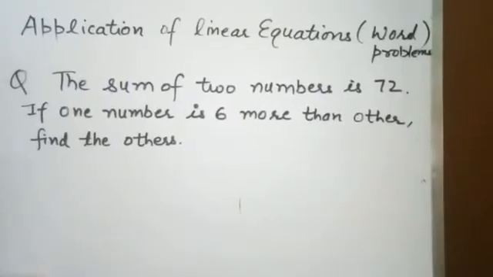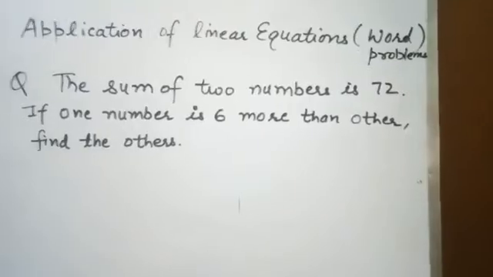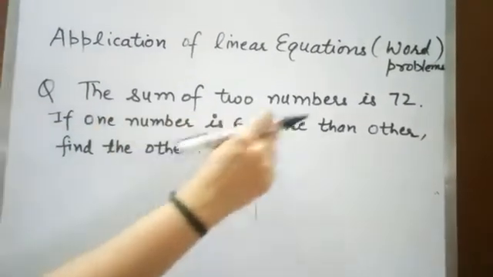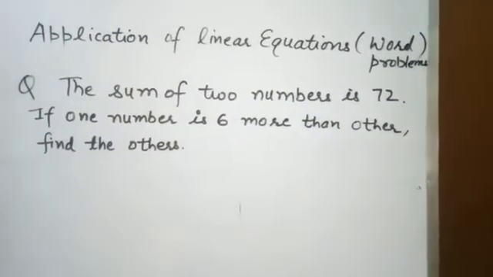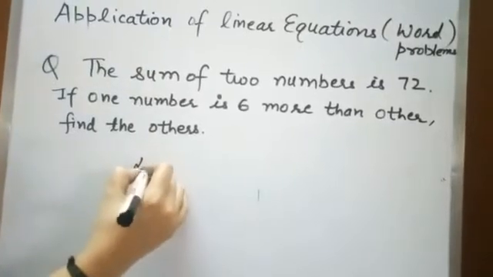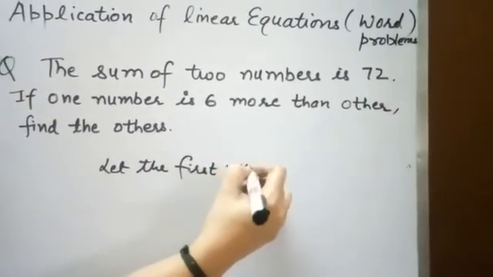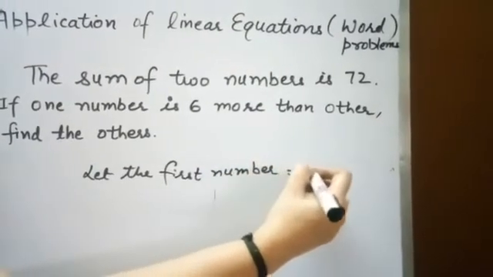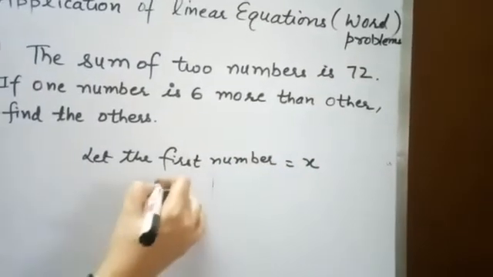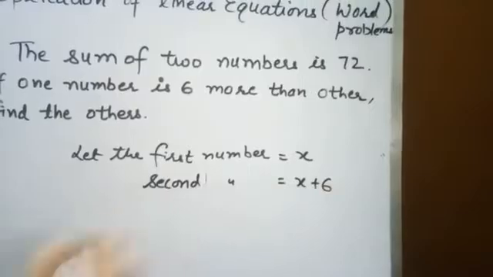Now the next question is, the sum of two numbers is 72. The numbers are not given to us, but there is a relation that one number is 6 more than the other number. If you let the first number be x, we have to assume the first number is x, and the second number is 6 more than this number, so automatically you can write the second number as x plus 6.